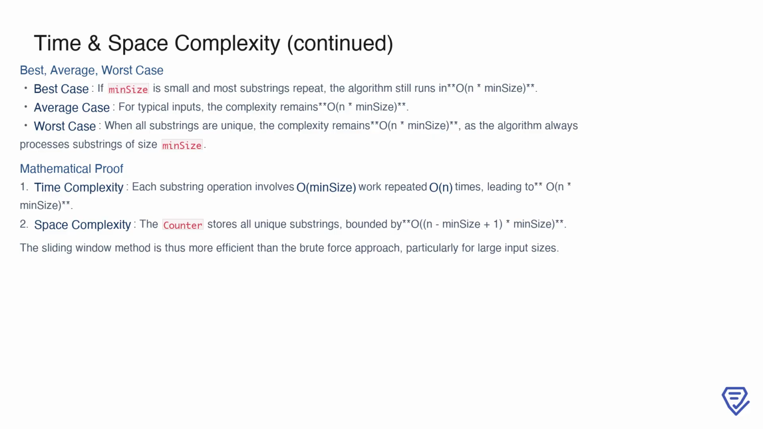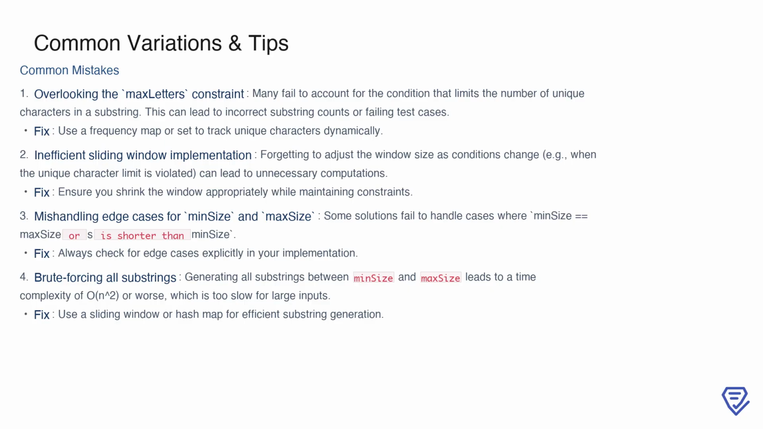When solving this problem, there are a few common pitfalls to watch out for. First, many people overlook the max letters constraint. This condition limits the number of unique characters allowed in a substring, and failing to account for it can lead to incorrect results or failing test cases. To address this, you should use a frequency map or set to dynamically track the number of unique characters in the current window.